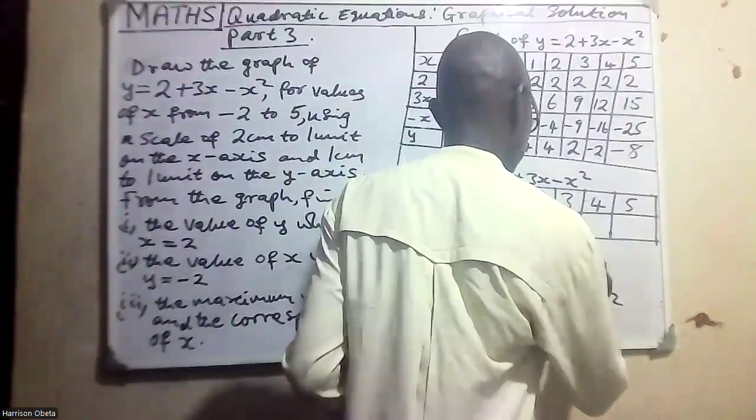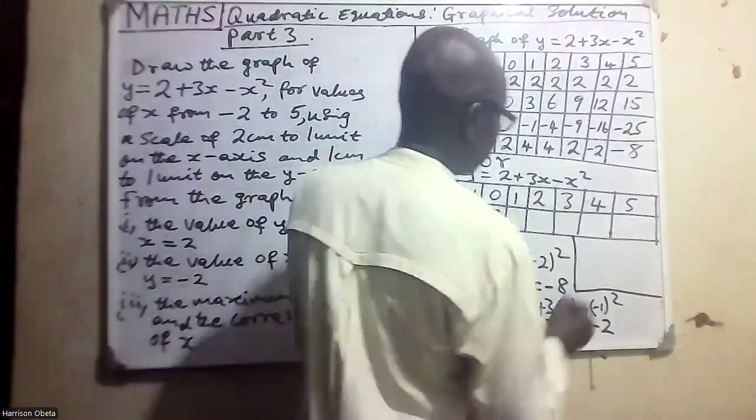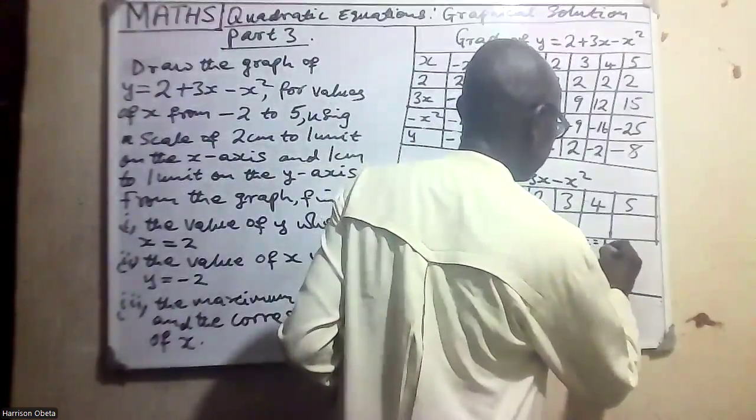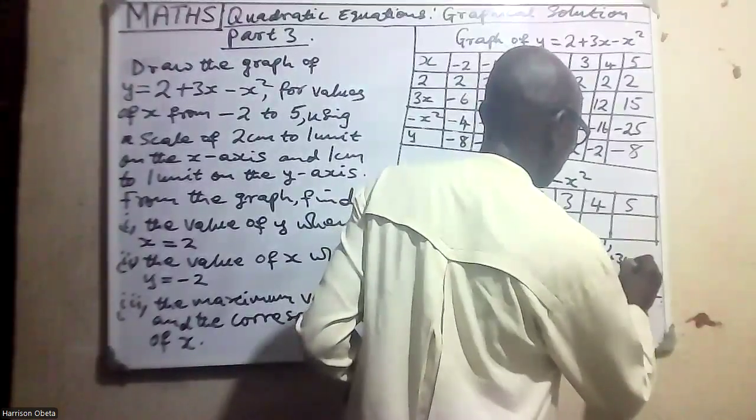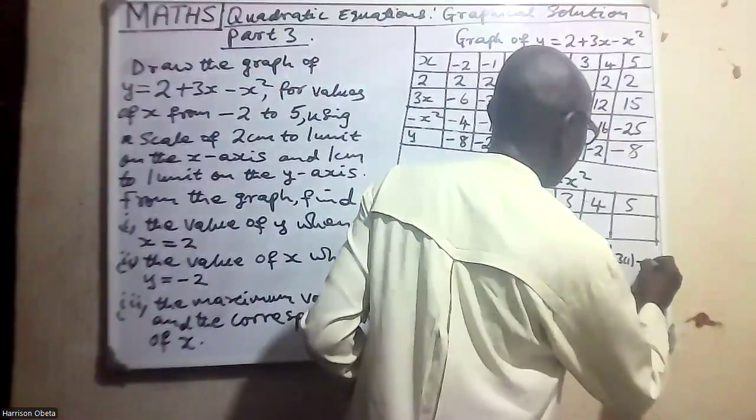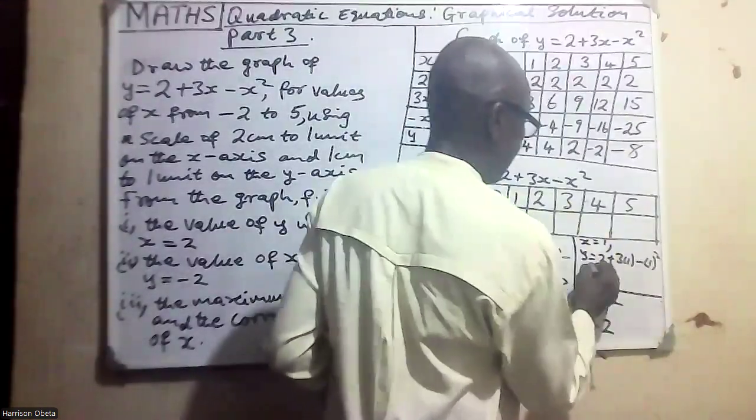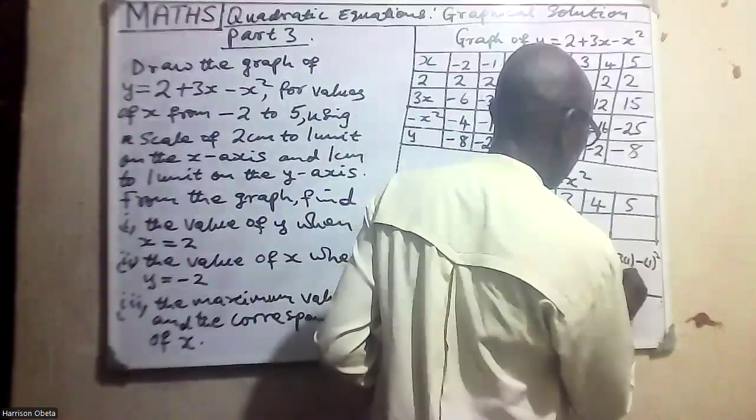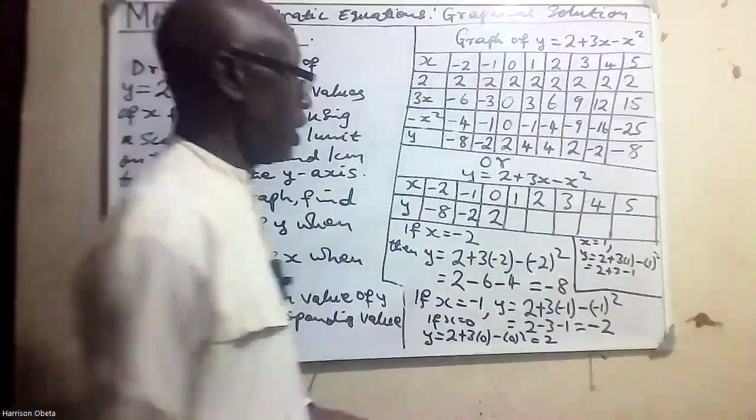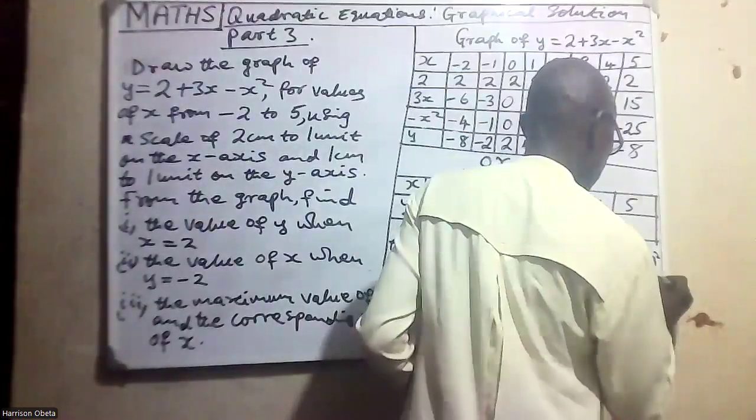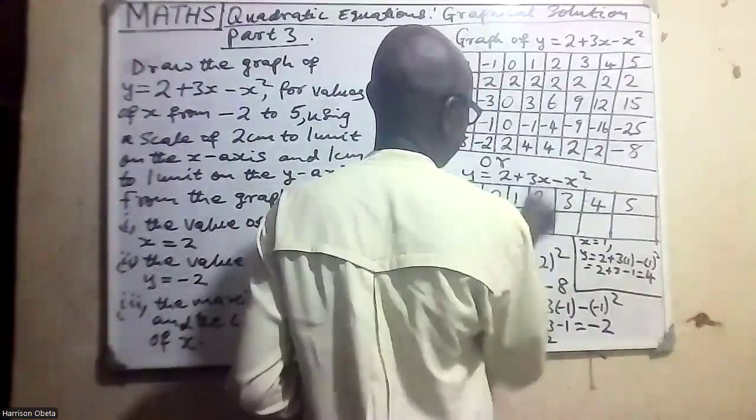Let me try and fix some of them here. Okay. If x is 1, x equal to 1, so y will be equal to 2 plus 3 into 1 minus squared. And that will give us 2 plus 3 minus 1. 2 plus 3 is 5. 5 minus 1 is 4. So under 1 you have 4. That is exactly what you have there.